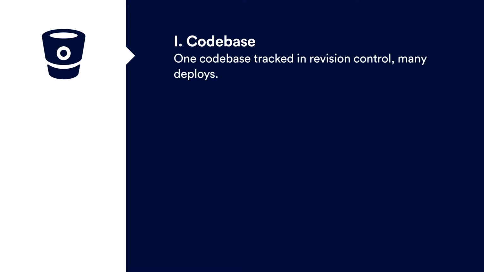First one, Codebase. One codebase, tracked in revision control, many deploys. For your Connect add-on, put it in Bitbucket. And then deploy wherever you want, using Pipelines, or Bamboo, depending on which version of Bitbucket you're using.